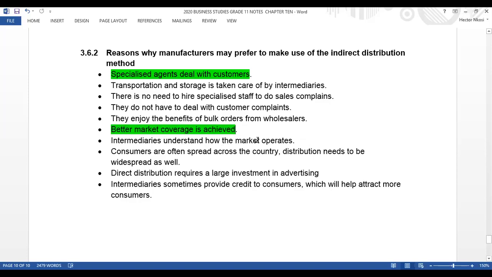Intermediaries understand how the market operates. Your consumers are often spread across the country. Distribution needs to be dispersed as well. Direct distribution requires a large investment in advertising also. Also, boys and girls, your intermediaries sometimes provide credit to customers. Very important point, which will help to attract more customers or consumers.